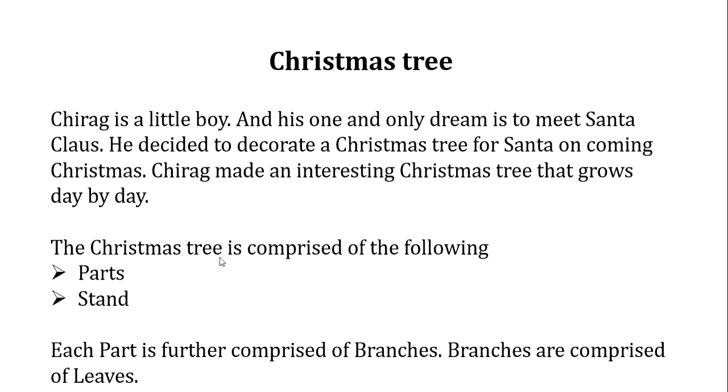The Christmas tree is comprised of the following parts: stand. So whenever we say Christmas tree, it consists of two elements, that is nothing but parts and stand. Each part is further comprised of branches. Branches are comprised of leaves. So whenever we speak about a Christmas tree, it contains two elements: one is part and the other is stand, and the part is comprised of branches and the branches are comprised of leaves. This is the information given so far.